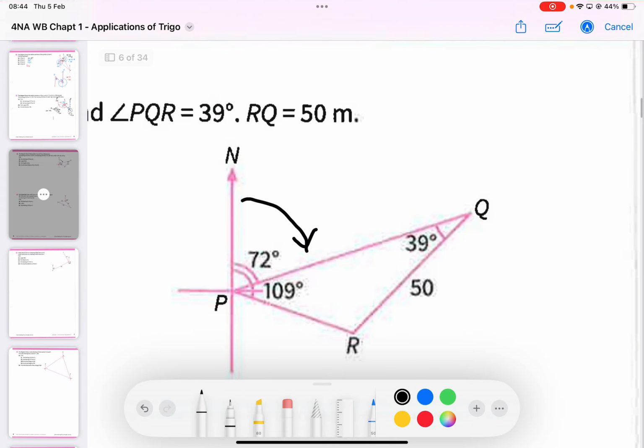So from Q, when I want R from Q, I know this line is the line that I need to end at. But where do I start? From Q, I must know where to start. So from Q, every bearing angle is always measured from the north. So I must add in this north line myself.